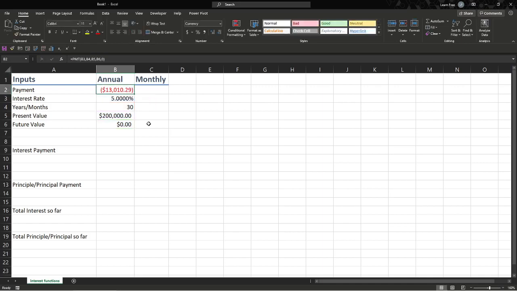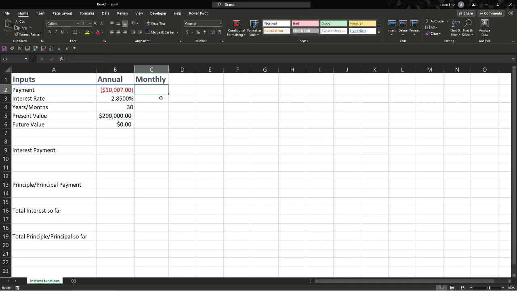So annually, every year you'd pay $13,010.29 at, say, 5% interest. But let's say it goes to 3%. And there it is. That's why this is nice. It'll update with interest rates and let you get an idea of what your payment would be.